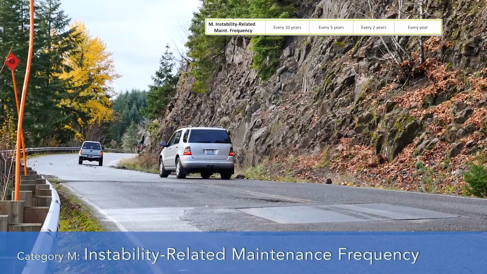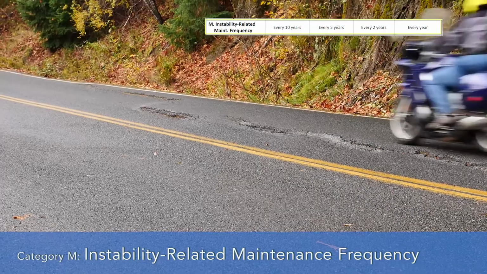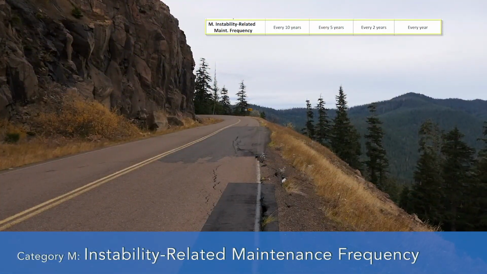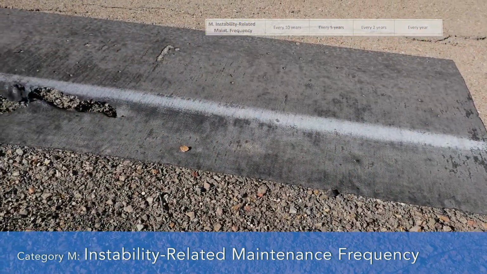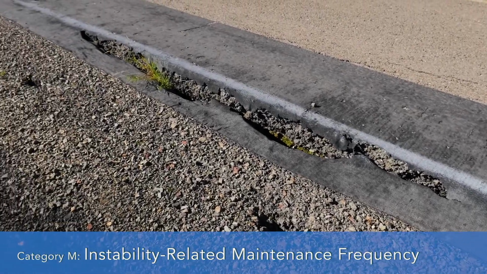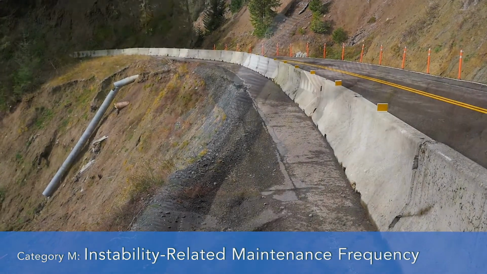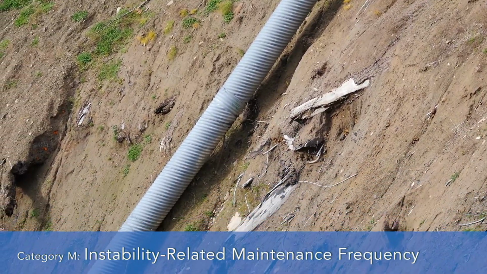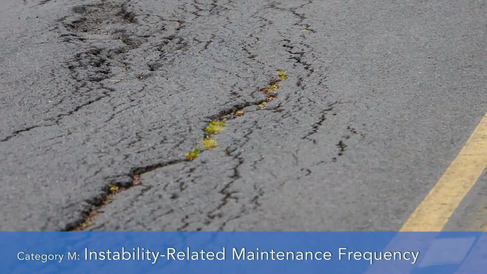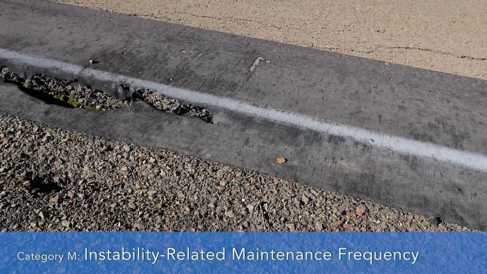Category M, instability related maintenance frequency. You should discuss this with the maintenance personnel responsible for the section of road that you're working on. This is intended to capture the frequency of maintenance patching the road or putting on crack seal, and how often they do that equates to how active the slope is. So between 10, 5, 2, or every year, you should be able to categorize that into score categories. Here on this site, we have no patches that have been done, or other ones where it looks like something has been done about 5 years ago.